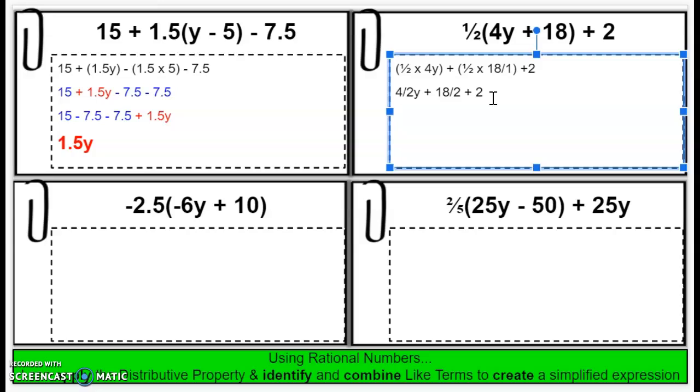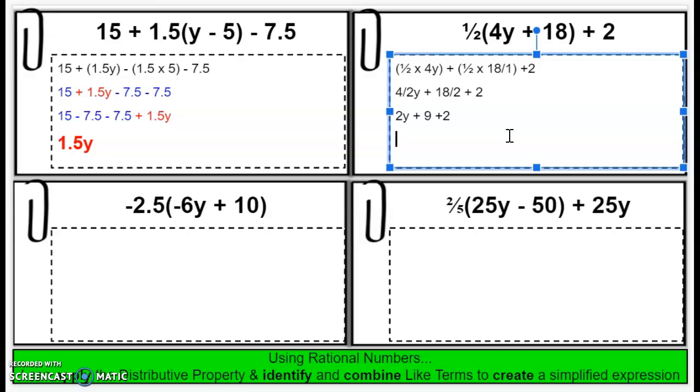Now, before I move on, I want to simplify my fractions. And I do that through division because the top number is bigger than the bottom number. So I'm going to divide my top number by my bottom number. So 4 divided by 2 equals 2. So that would be 2y. 18 divided by 2 equals 9. And then I'm going to bring down that positive 2.